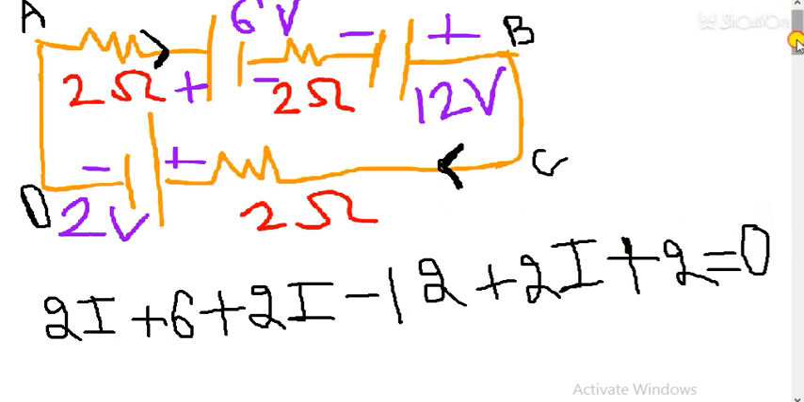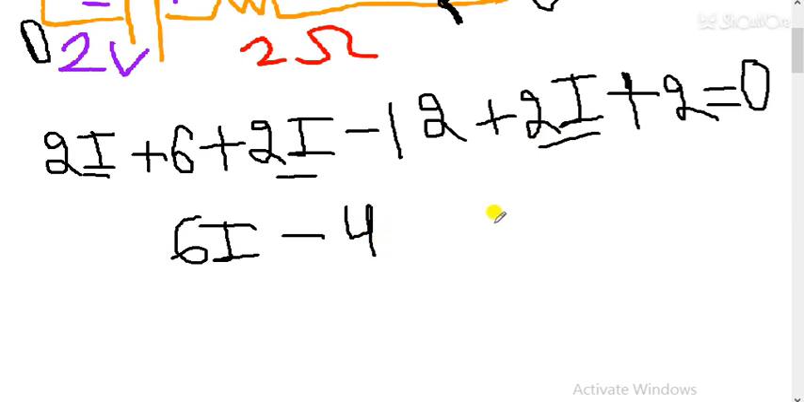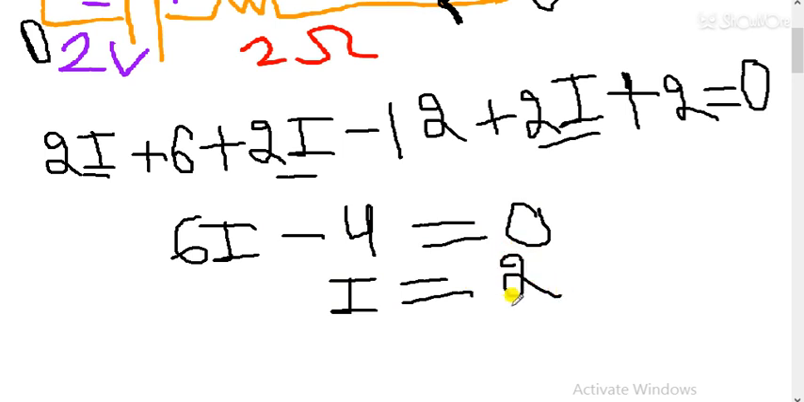After this we can solve it. So it is 2I, 2 to 4, 4 plus 2, 6I. 6 and 2, 8, minus 12, so it is minus 4. So students, here you can see 6I minus 4 is equal to 0. That means I is equal to 4 by 6, or you can say I equals 2 by 3. 2 by 3 ampere will be the answer for this question.